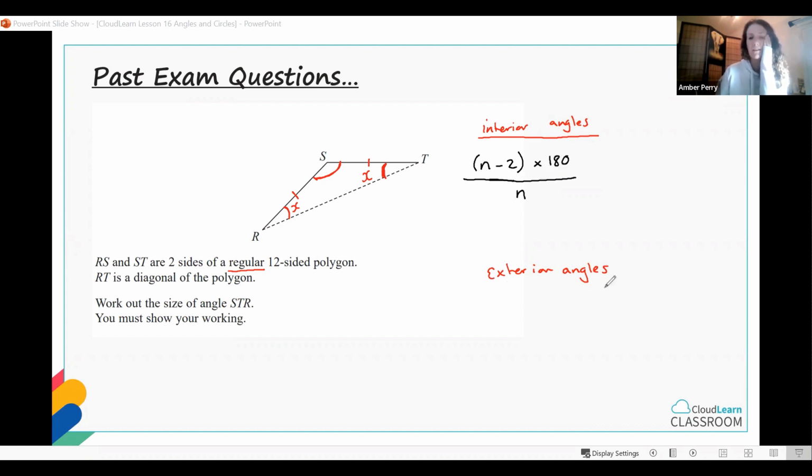Or you can just use exterior angles, which to me is more just remembering a method. Some people prefer to remember a formula. Some people just prefer to remember a method. For me, I'm more about the method, but it's up to you. So let's have a look at doing this formula method.